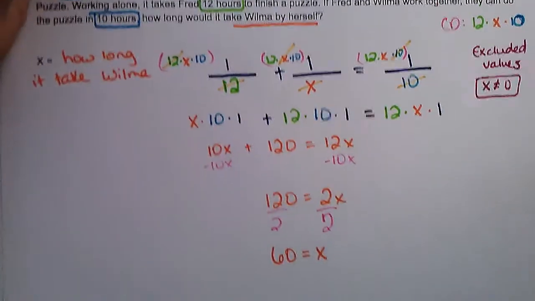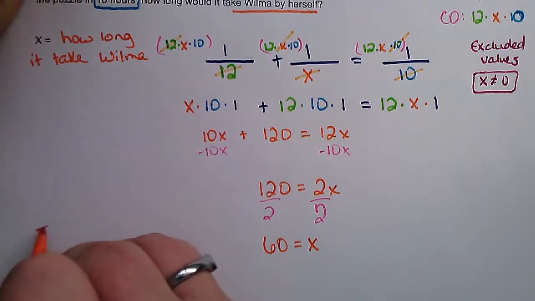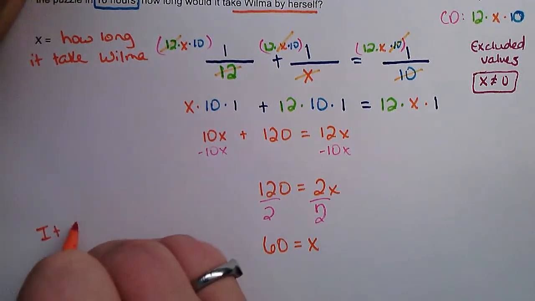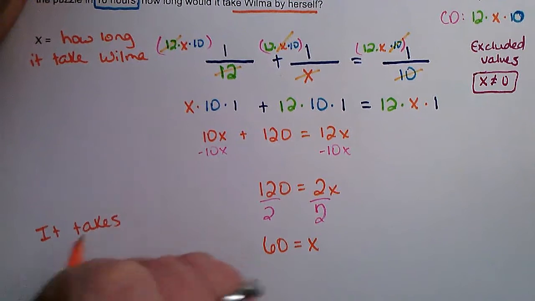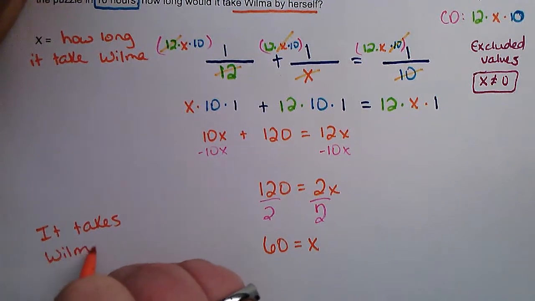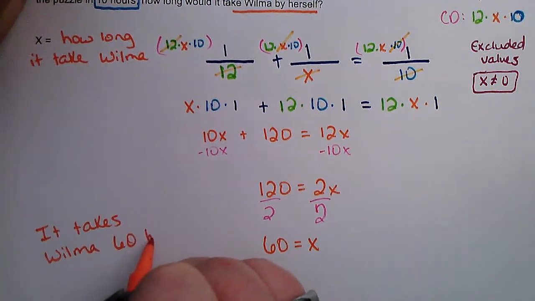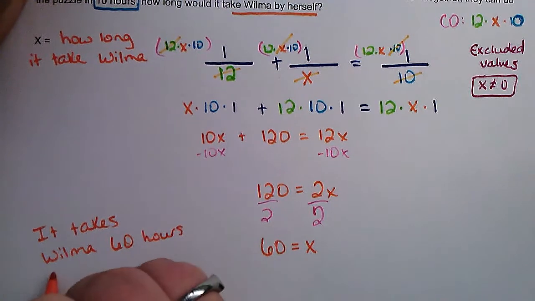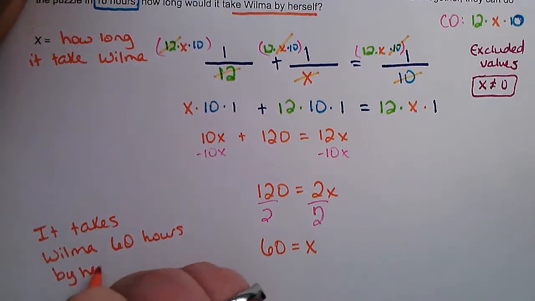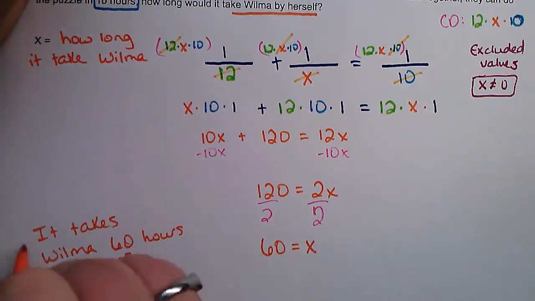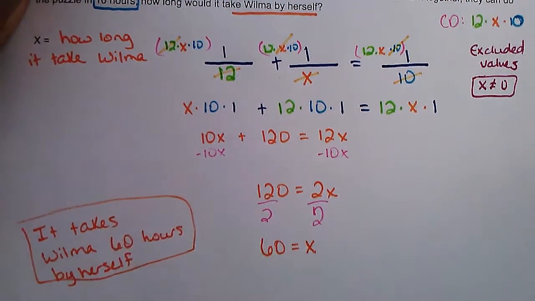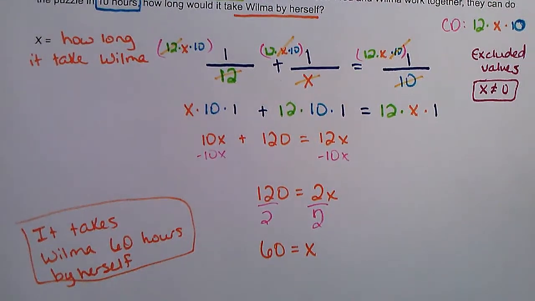Oops, that's off the screen. So what does that mean? Well, that means it takes Wilma 60 hours to put that puzzle together by herself. Okay. So for this one, I'll pick up for distance, rate, and time on the next one.